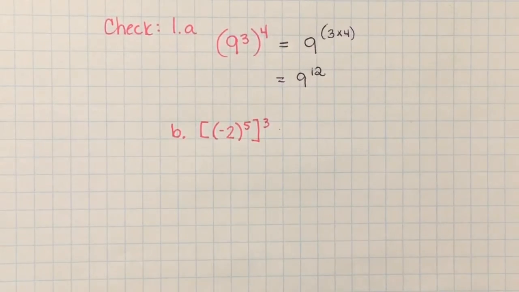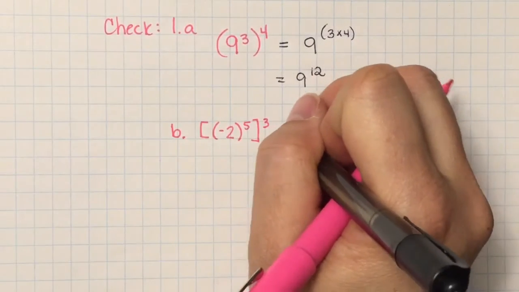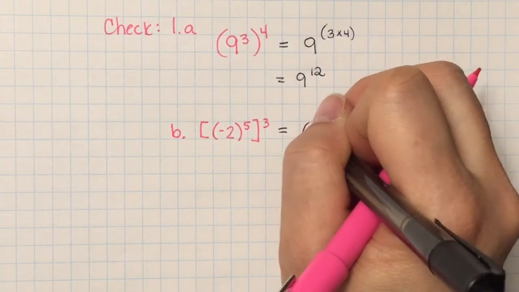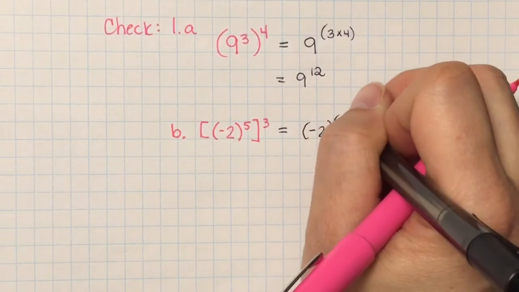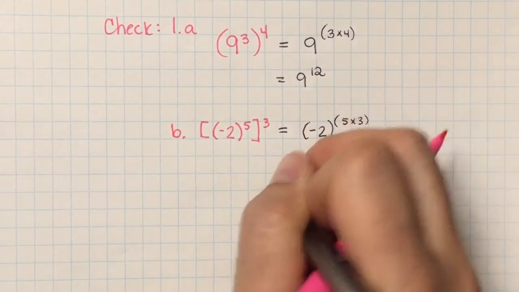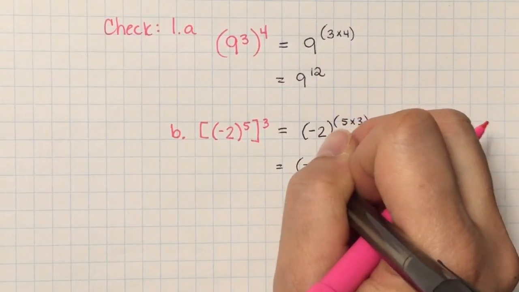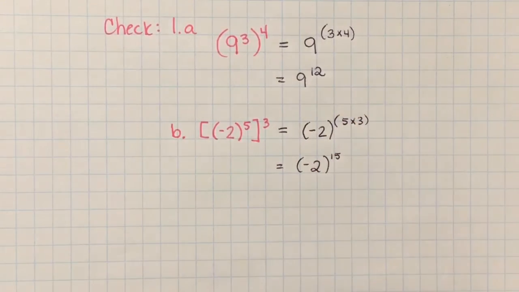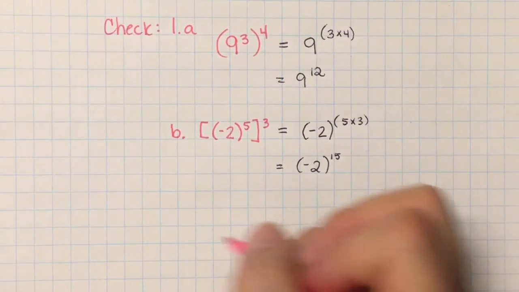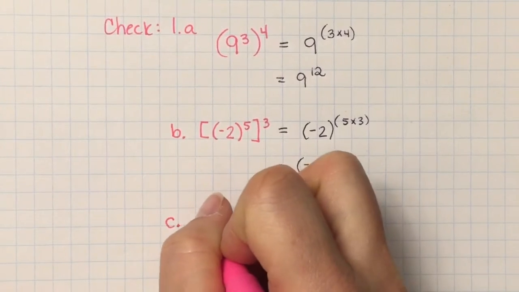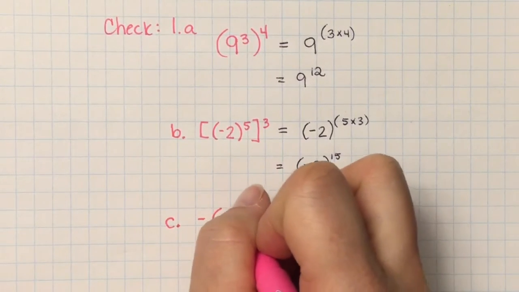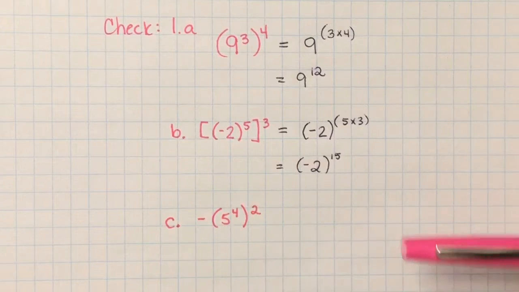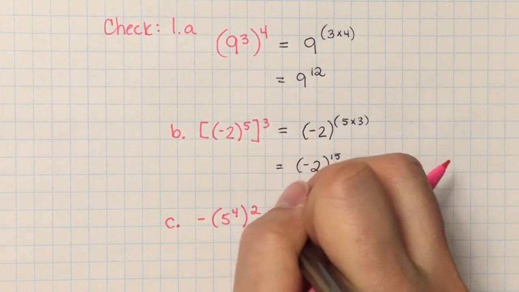Okay, negative 2 to the 5th, all to the power of 3. What do you get? Minus 2 to the 15th. Awesome. Right on. Excellent. And the last one has negative 5 to the 4th, all squared. What do you get?